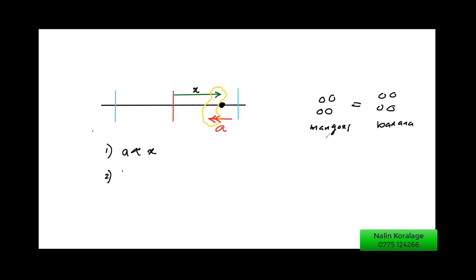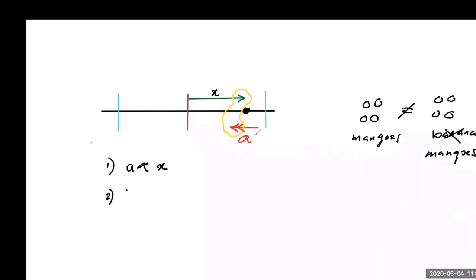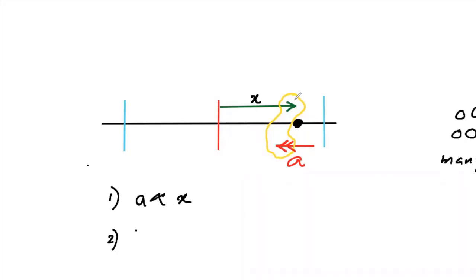Now, what do you mean by this, mangoes and bananas? That's going to be the direction. Even though they are equal in magnitude, they cannot be equated in case they have opposite directions. So they should be the same. If here it says mangoes instead of banana, then game over. Right? So likewise, they should be along the same direction.